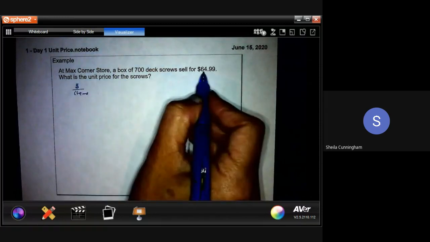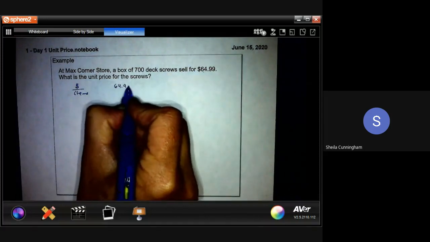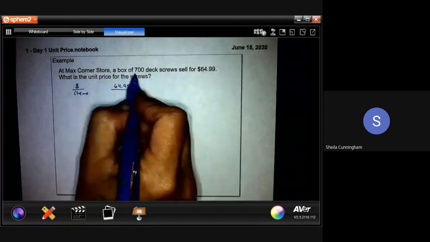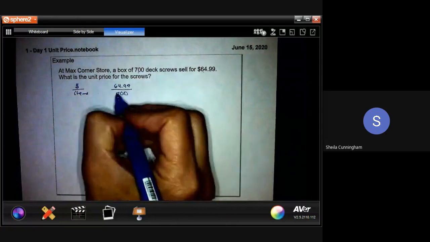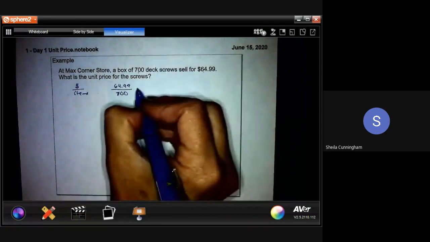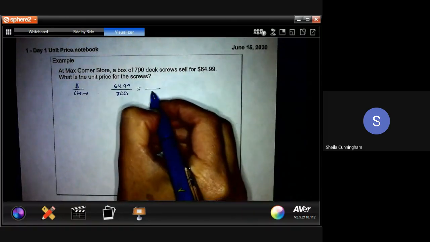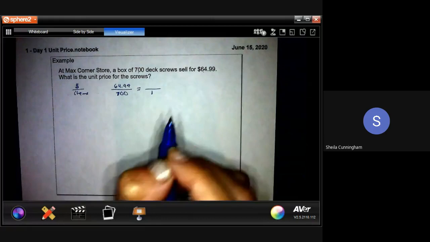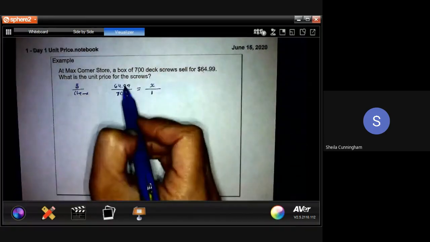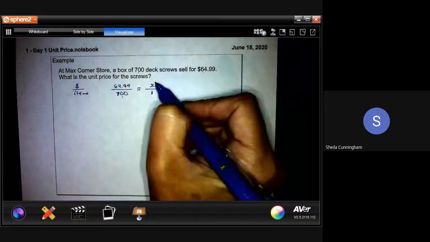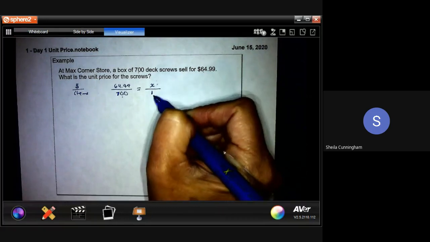So in this case, this box of deck screws costs $64.99, and for how many of them? Sorry, there are 700 screws. I'm going to set that equal to, because now what we're trying to find is the cost for 1 of those screws. I don't know what it's going to cost. So thinking dollars over how many, I want to know how much for 1 of them.